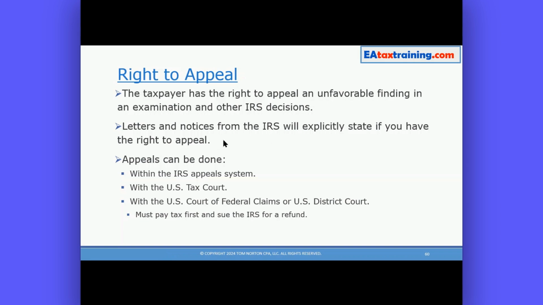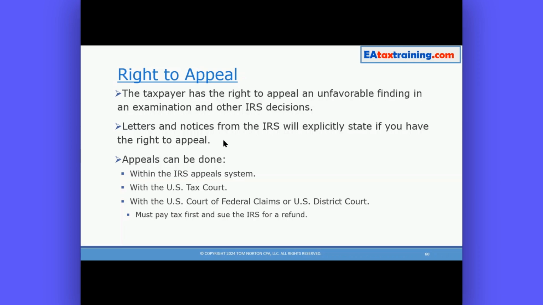There are different ways that the appeals can be done. You're going to start generally with appeals within the IRS itself. So they have an appeals system. You can also go to the U.S. Tax Court or to the U.S. Court of Federal Claims or U.S. District Court. If you are going to the U.S. Court of Federal Claims or a U.S. District Court, you have to pay the tax first. So you pay the tax and then you sue the IRS to get your money back.